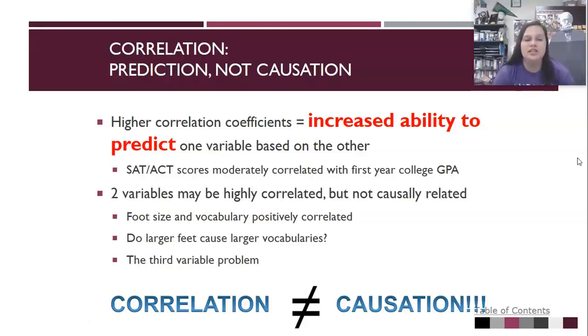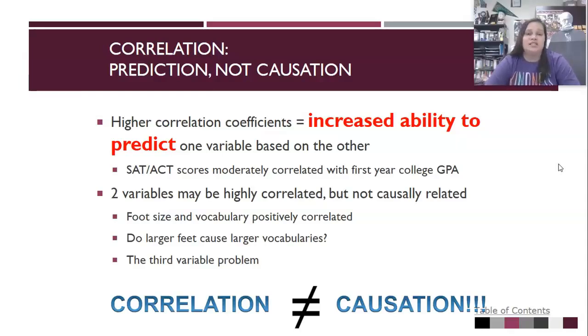So the key thing to remember with correlations is that correlations help us predict what's going to happen with the next variable, but they can't tell us what causes it. There are too many other factors. But the higher the correlation coefficient, the better our ability to predict the other one. Another example: SAT and ACT scores are moderately correlated with first-year college GPA. So again, they're a pretty good predictor of how well you're going to do your first year of college.